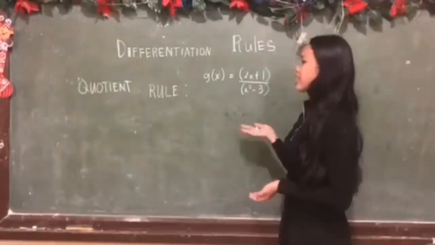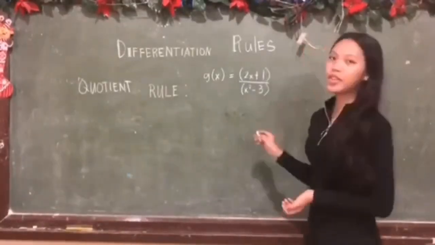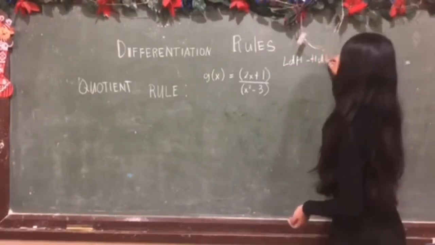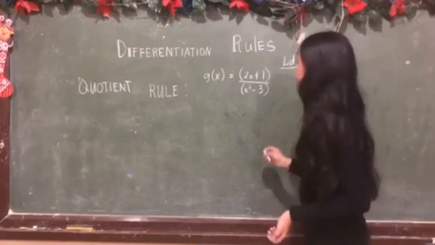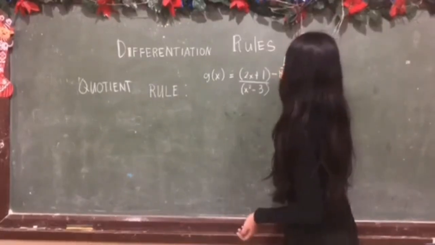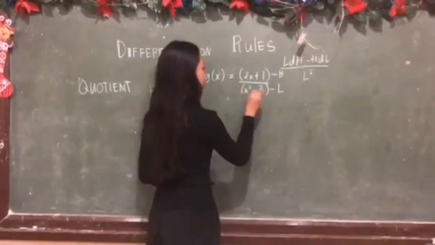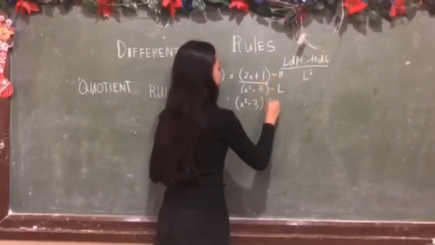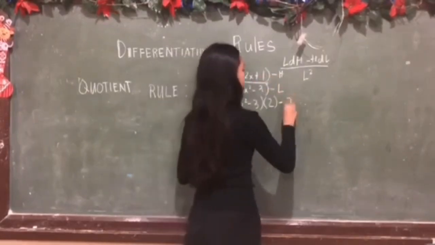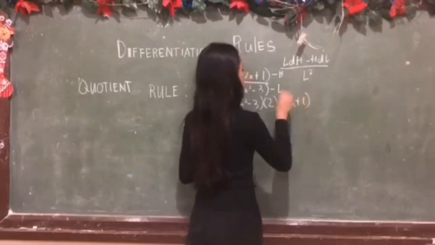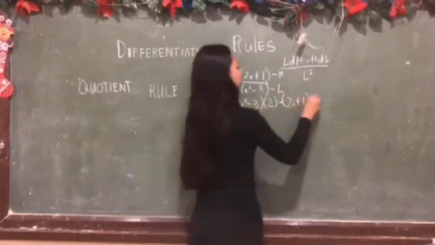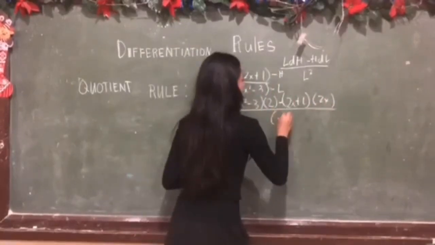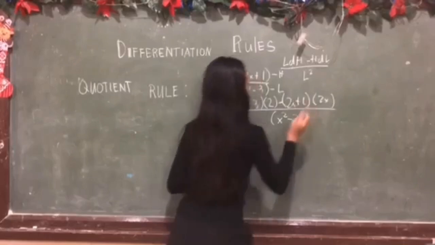Now let's try to solve this example of the quotient rule using the formula low derivative of high minus high derivative of low over low squared. Consider this as the high and this is the low. So the low is x squared minus 3, times the derivative of high, 2, minus high, 2x plus 1, times the derivative of low, 2x, over the low, x squared minus 3, squared.